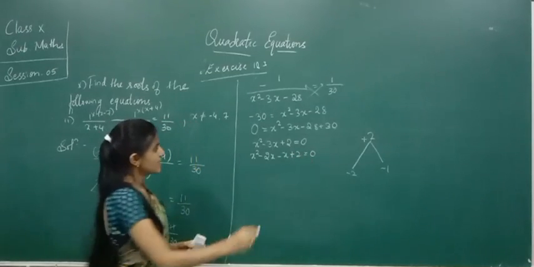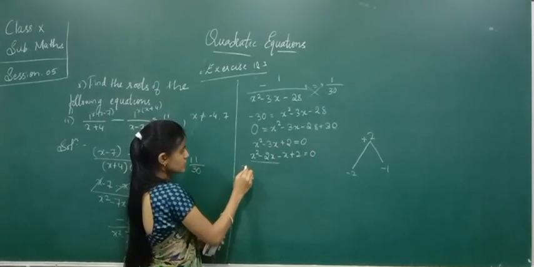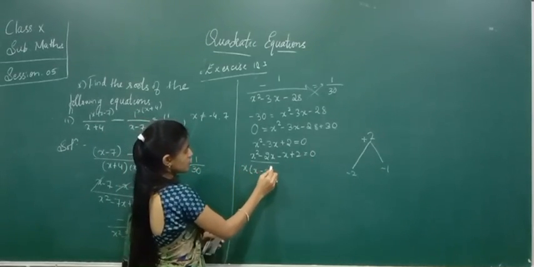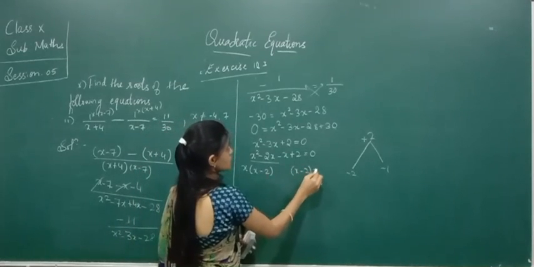See students, here I have x as common. I will just take that out. If I take out x common, I am left with x minus 2. As I had said, you people just write here x minus 2 is equal to 0.